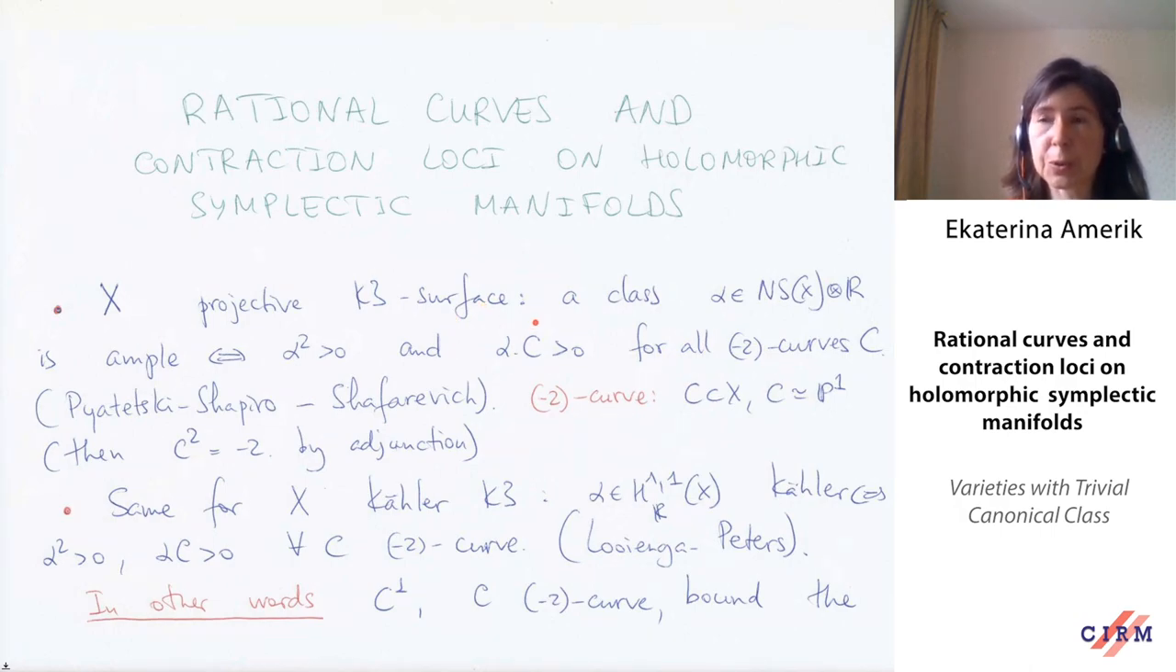And it's well known since Piatetski-Shapiro and Shafarevich that a class alpha in the real Néron-Severi group of X is ample if and only if it is of positive self-intersection and is positive on all minus two curves. What is a minus two curve? This is a smooth rational curve in X, and of course, by the adjunction formula, its square is minus two.